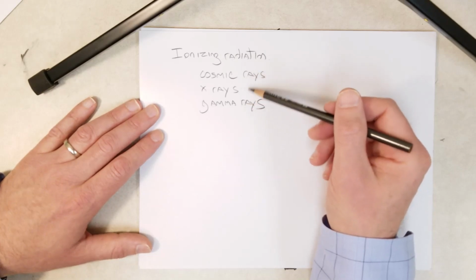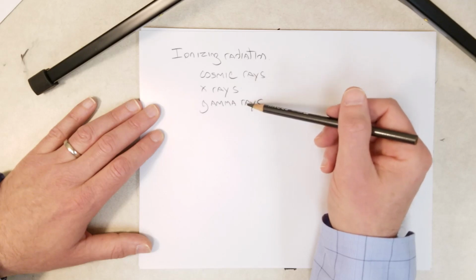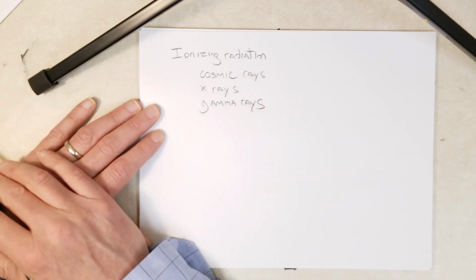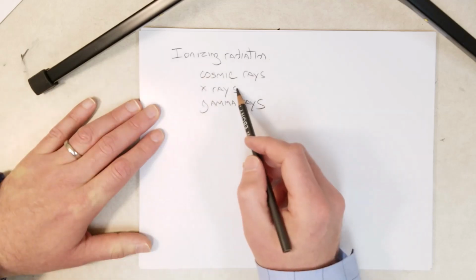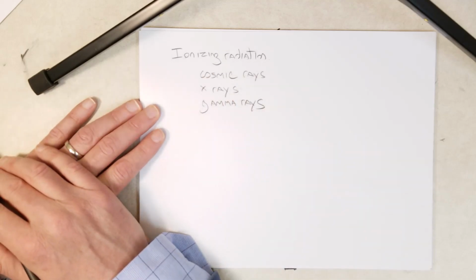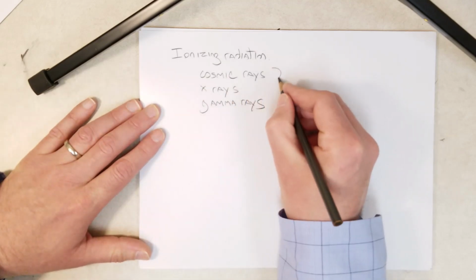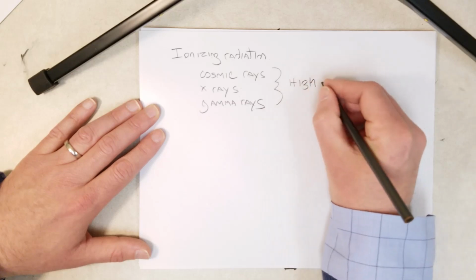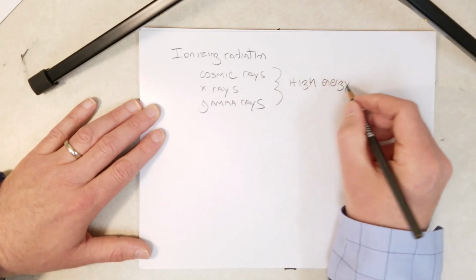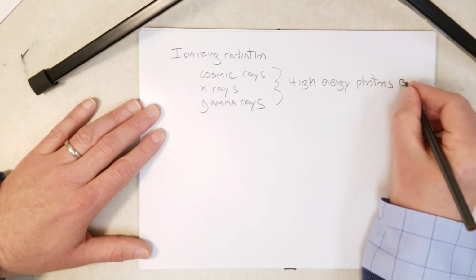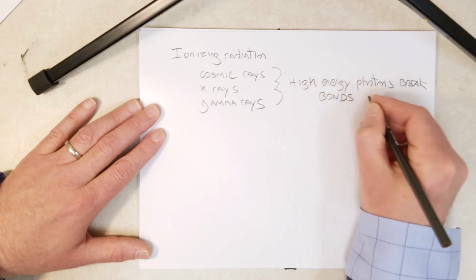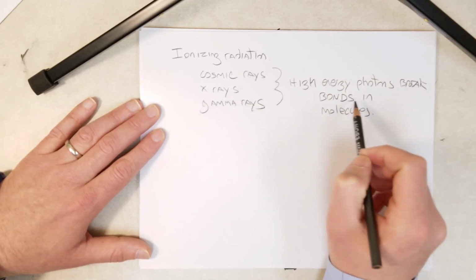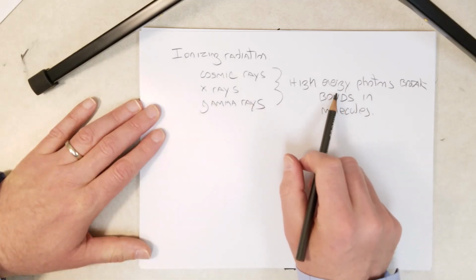But if we were not protected from these, and should we come across a source of these, they would severely damage our DNA. And X-rays, well, we come across X-rays all the time when we go to a doctor or dentist. Many of us get X-rays a couple times per year. This type of radiation is considered ionizing because the high energy photons break bonds in molecules. The photons have so much energy that they're able to easily break bonds in molecules should they contact those bonds.